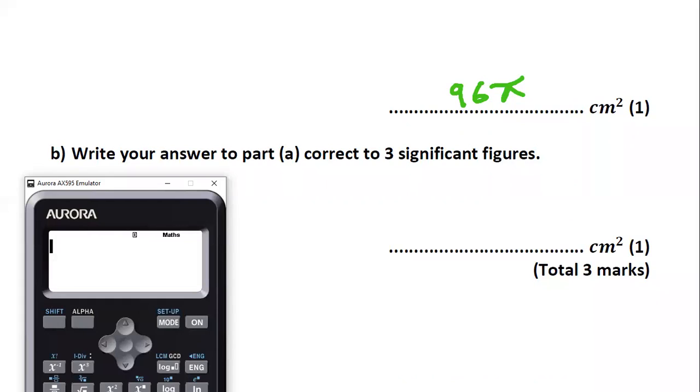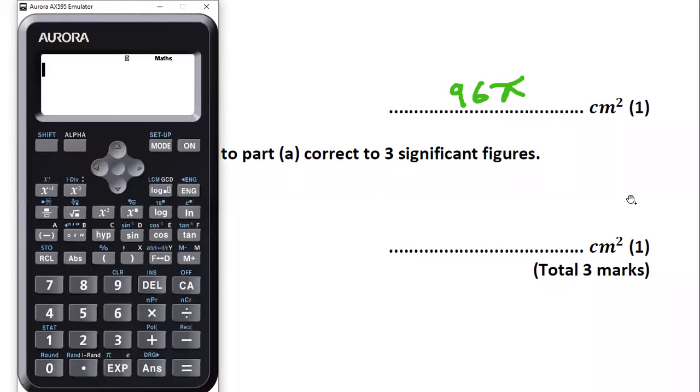Moving to part B of the question, it says, write your answer to part A correct to 3 significant figures. So let's start this in the calculator. 96 pi. If I press the F2D button on the calculator, I get an answer of 301.59. So let me write it down here.